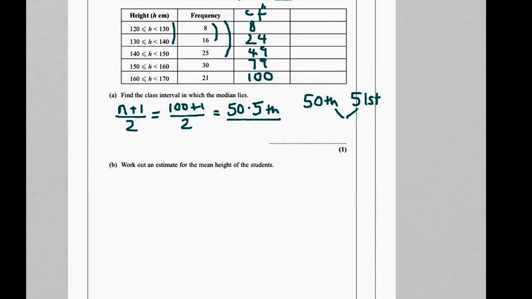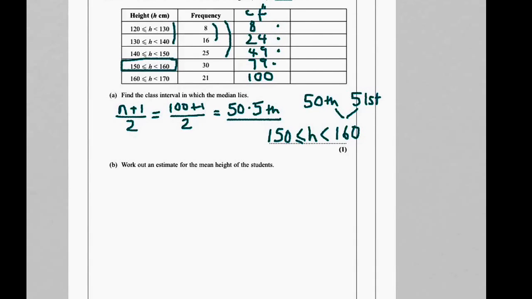So I know that my 50th and 51st value is not going to be in this first, nor in the first 2, nor in the first 3 class intervals. In fact, both those values are going to appear in this one, and so therefore the median itself will lie in this class interval. Part B, work out an estimate for the mean height of students. Well, this is a little bit more complicated.